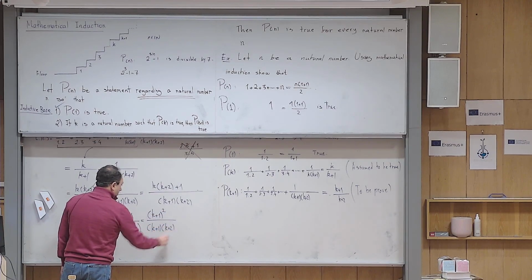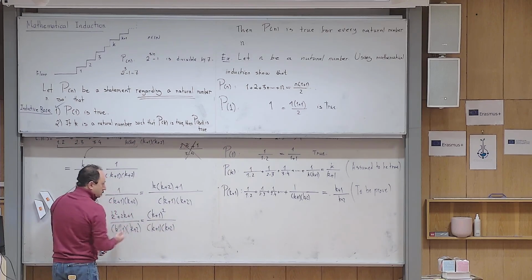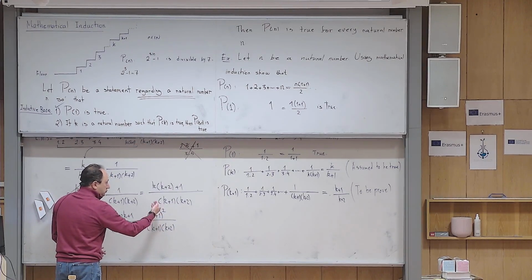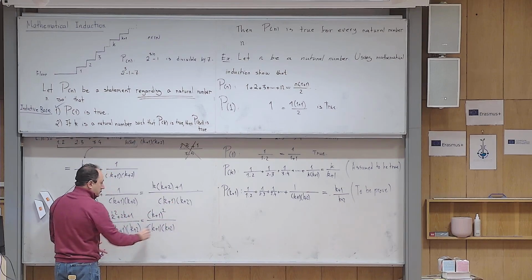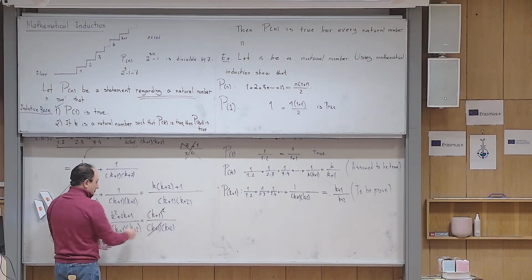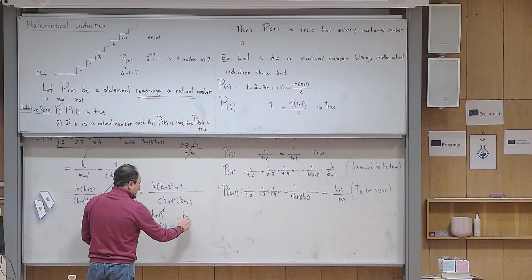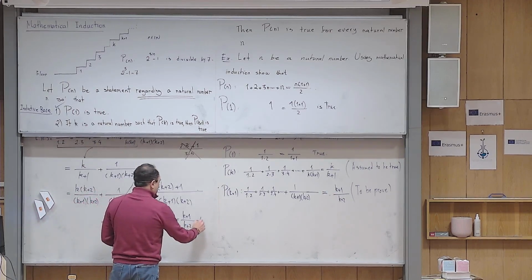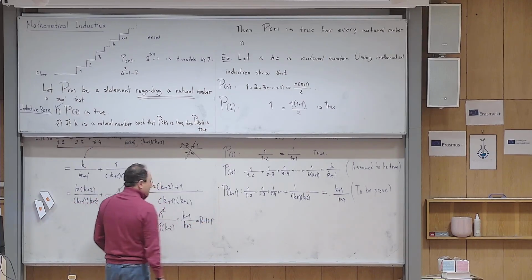Do you agree? And now this can be simplified, because this is a product. k plus 1 to the power 2 means k plus 1 times k plus 1. So I can simplify the common factors. What is left in the numerator is k plus 1. What is left in the denominator is k plus 2. Is it really what I want? Yes. So that's the right-hand side. Okay?